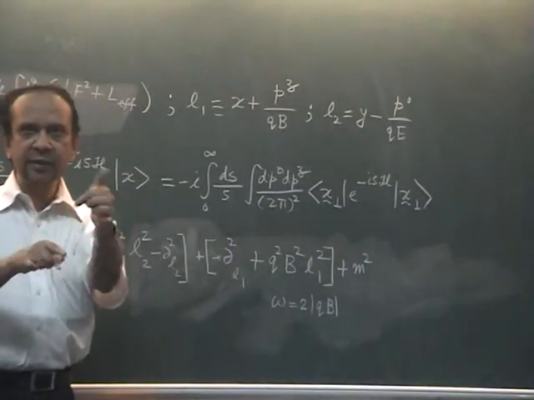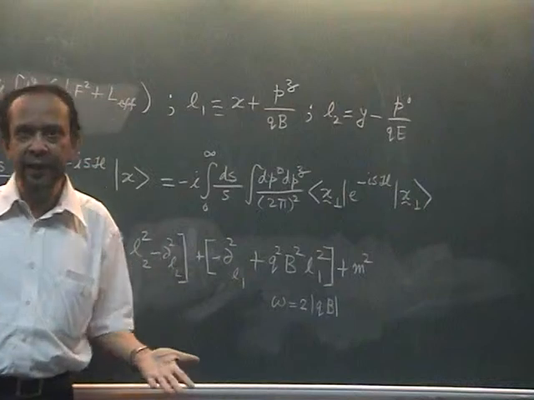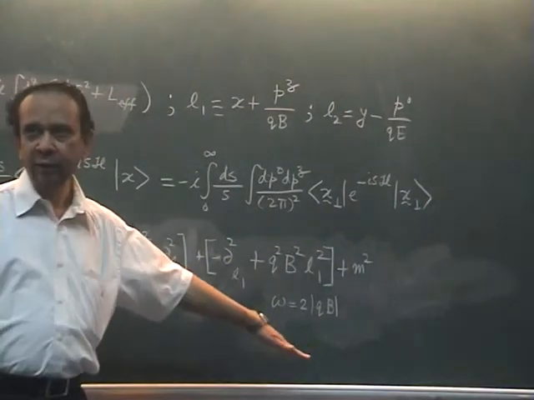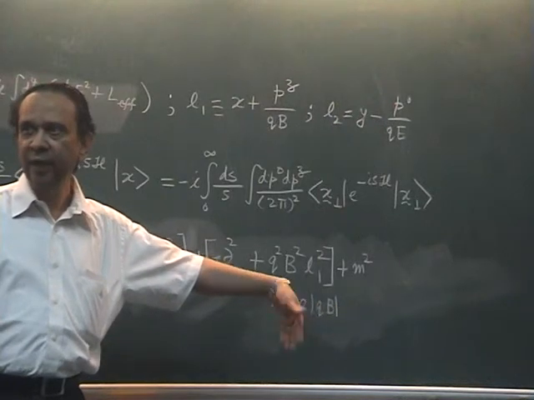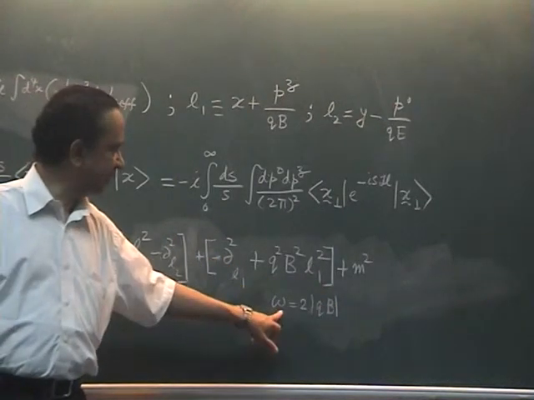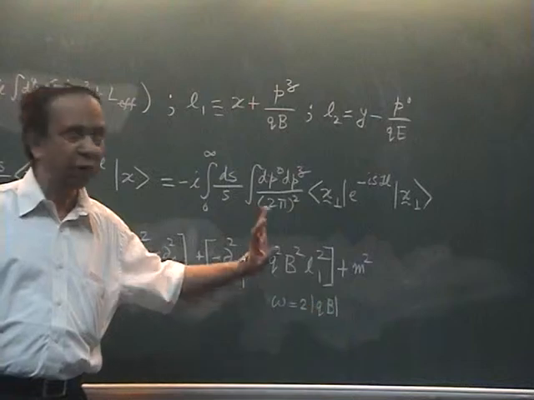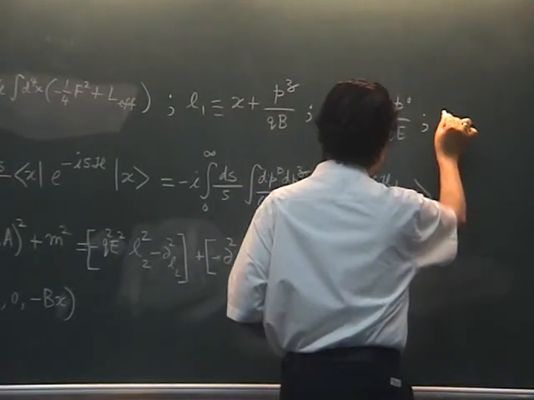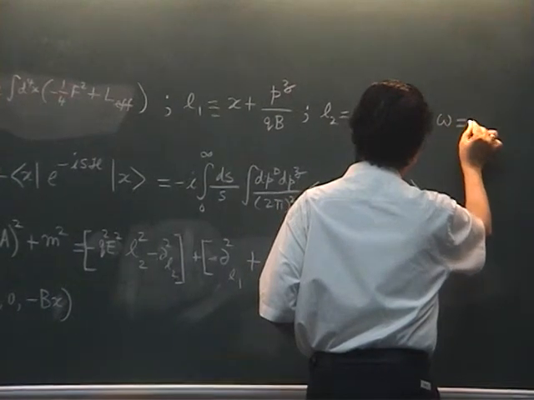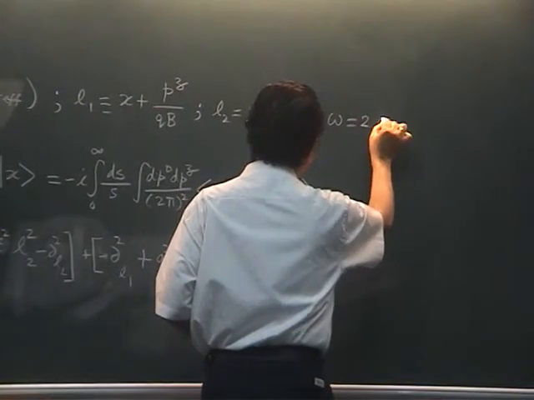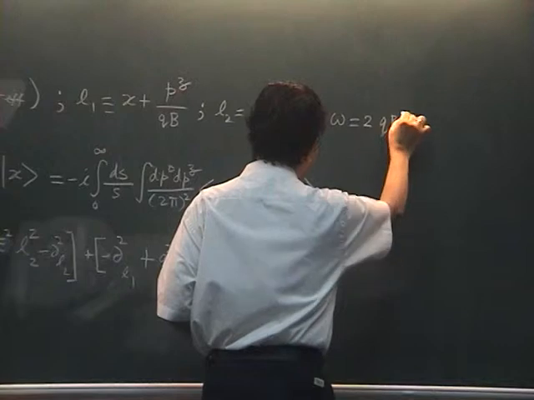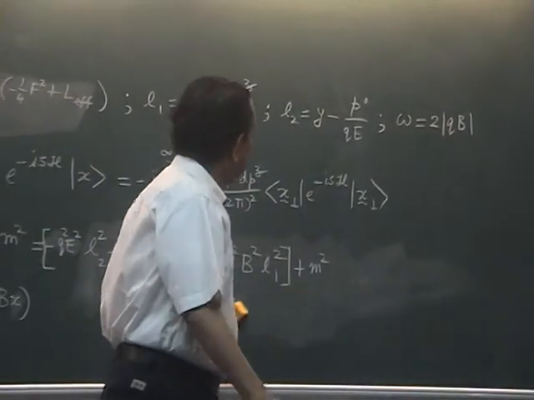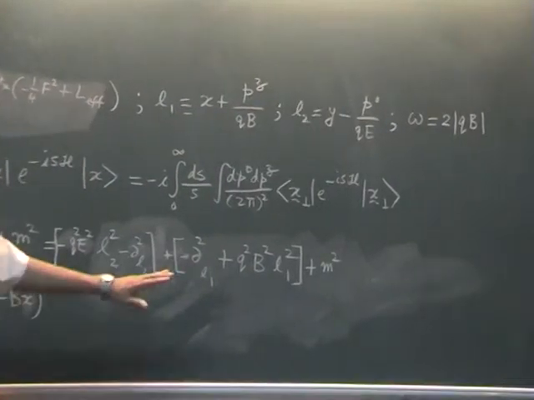See, B could be in this direction or this direction, or charge could be negative, etc. But I will not write it all the time, but hereafter, wherever there are expressions like QB and QE, you should know that it is actually given by modulus sign. So let me write that also down here. The frequency of the oscillator is 2 QB for this case.